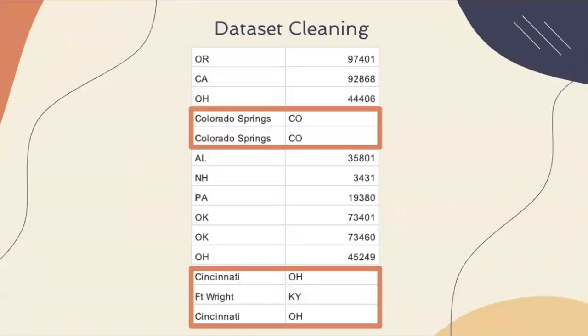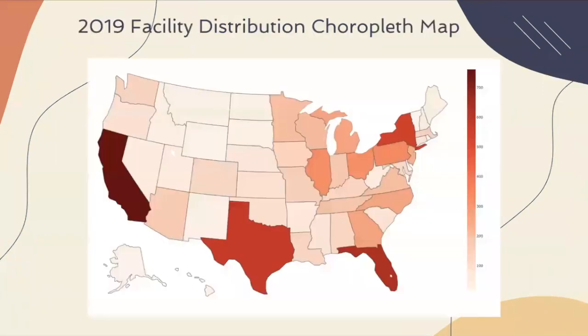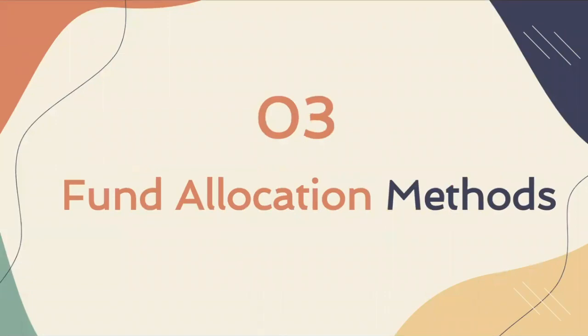Second, the supply side. Facility distribution statistics. We fixed the data zero problems and counted the number of facilities in each state. This is a map based on the facility distribution. Now, let's allocate the fund.